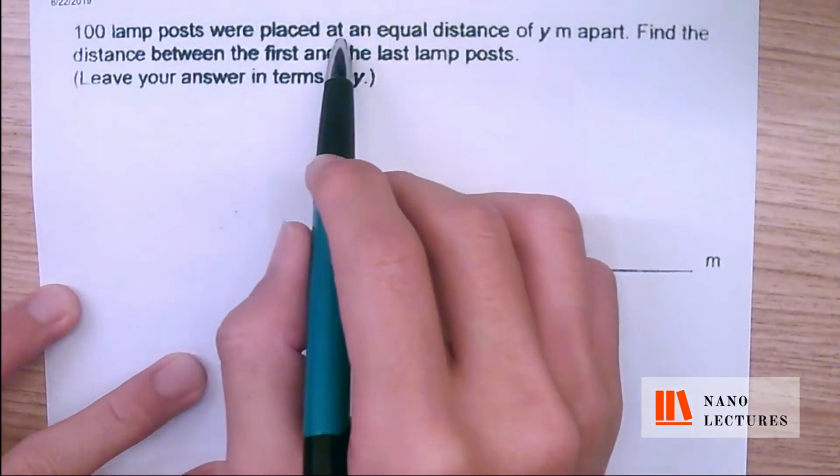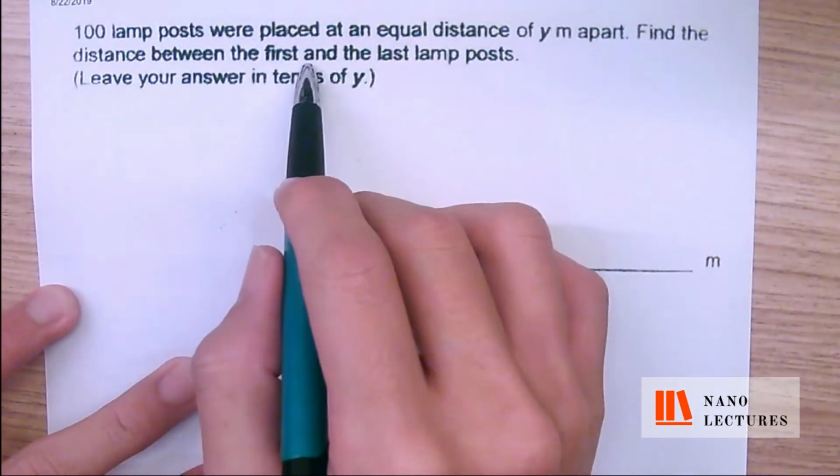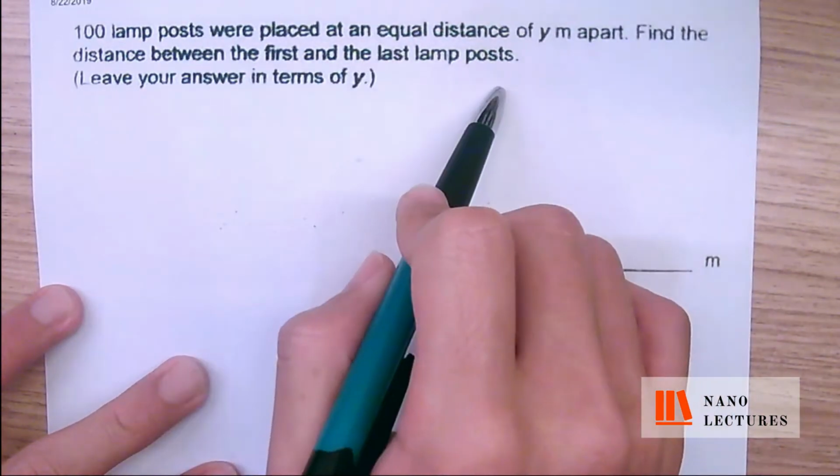100 lampposts were placed at an equal distance of y meters apart. Find the distance between the first and the last lamppost. So that would be the first lamppost and the last one, which is 100 lampposts.